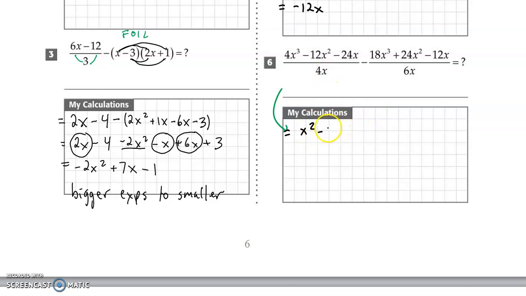The next one's going to be negative 3x, right? 12 divided by 4. And you subtract the exponents on the x. And then the third one is going to be negative. The 24 divided by 4 is negative 6, and the x's disappear.